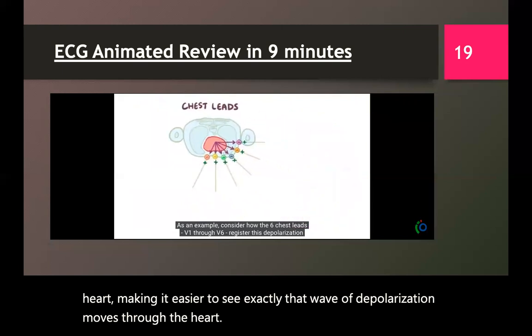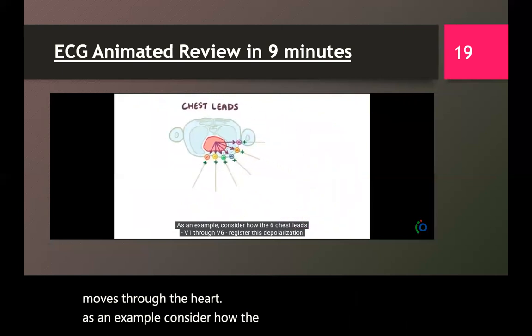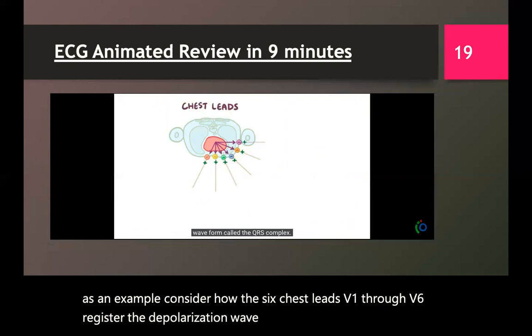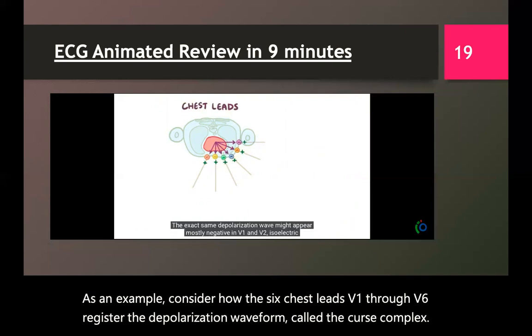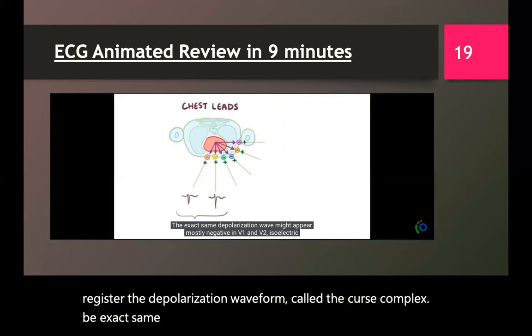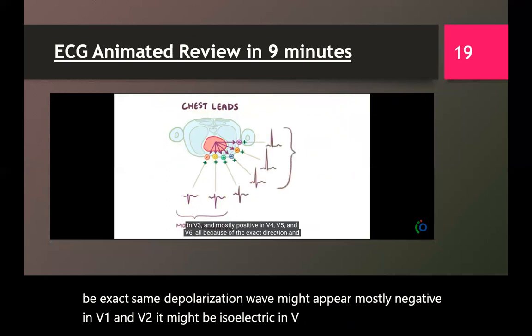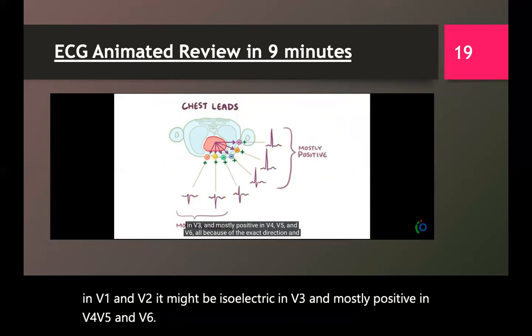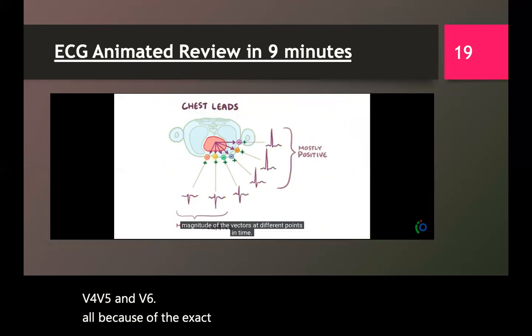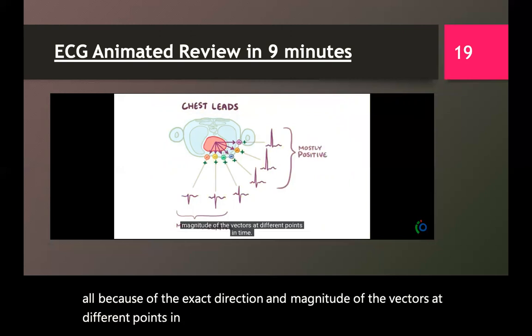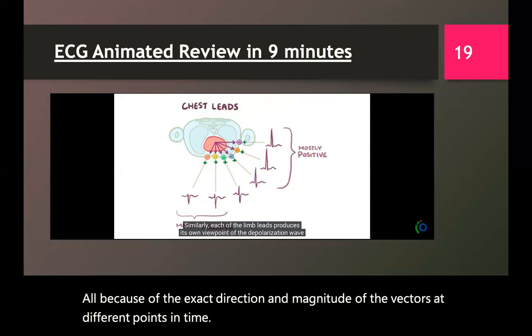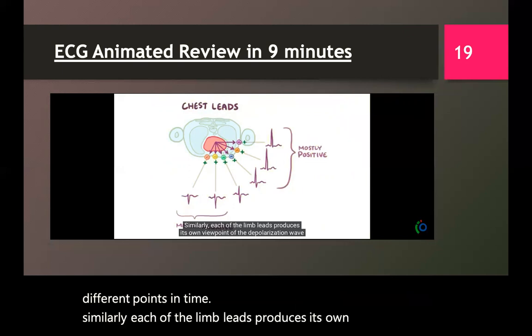As an example, consider how the 6 chest leads, V1 through V6, register the depolarization waveform called the QRS complex. The exact same depolarization wave might appear mostly negative in V1 and V2. It might be isoelectric in V3, and mostly positive in V4, V5, and V6, all because of the exact direction and magnitude of the vectors at different points in time. Similarly, each of the limb leads produces its own viewpoint of the depolarization wave as well.